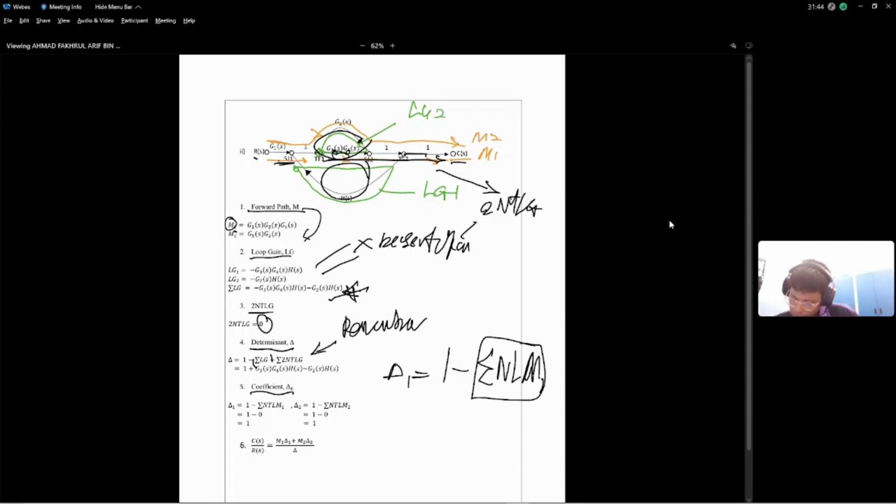So we go to this formula. Coefficient nak dapatkan dia, coefficient forward path ada berapa? Forward path ada 2, M1 dengan M2. So kita kena cari 2 coefficient. So coefficient 1 tolak non-touching forward path, 1 tolak kosong ni sebab tak ada, and then sama dengan 1 dia sama dengan 1. So after that we just masukkan balik.